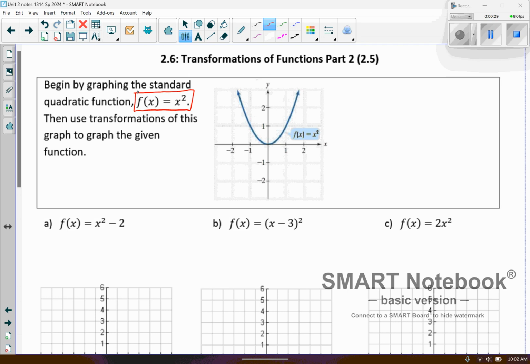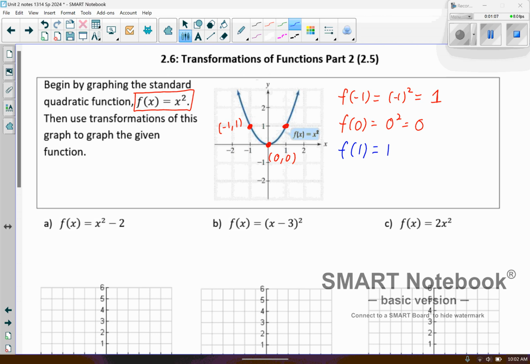We're going to use transformations to kind of move this around, so we want to find some key points that we want to move. We're going to use these 3 key points right here. I'll just use my function notation. f of -1 would be equal to -1 squared, and -1 times -1 is +1. That's this ordered pair: when x is -1, y is +1. Then f of 0, well, 0 squared would just be 0, so that's the point 0, 0. The last point we're going to use is f of 1, and 1 squared is 1. We can see that point is right there.